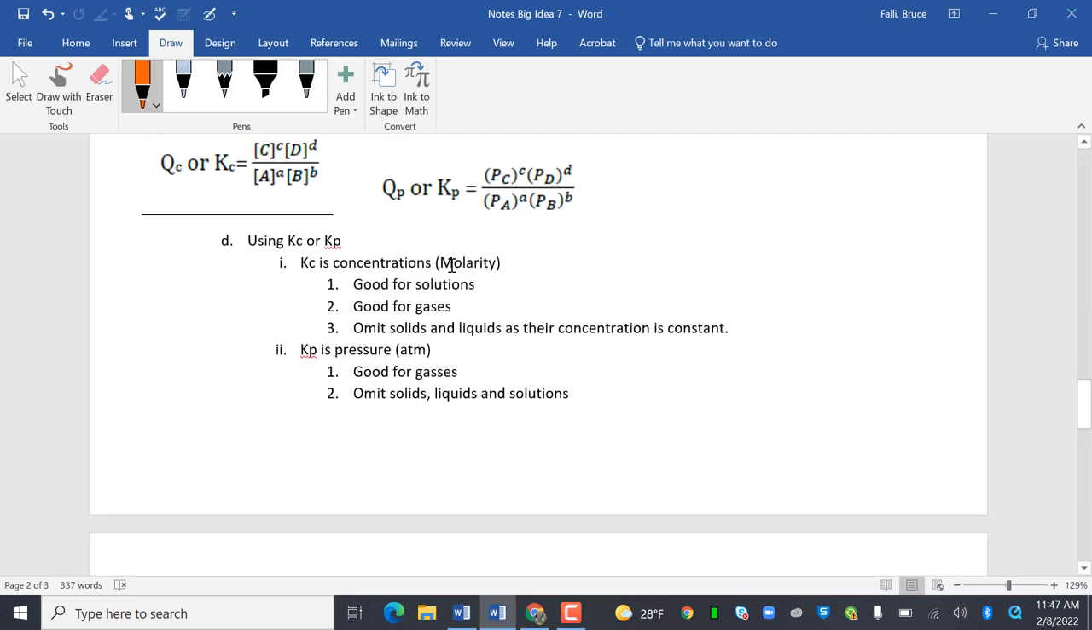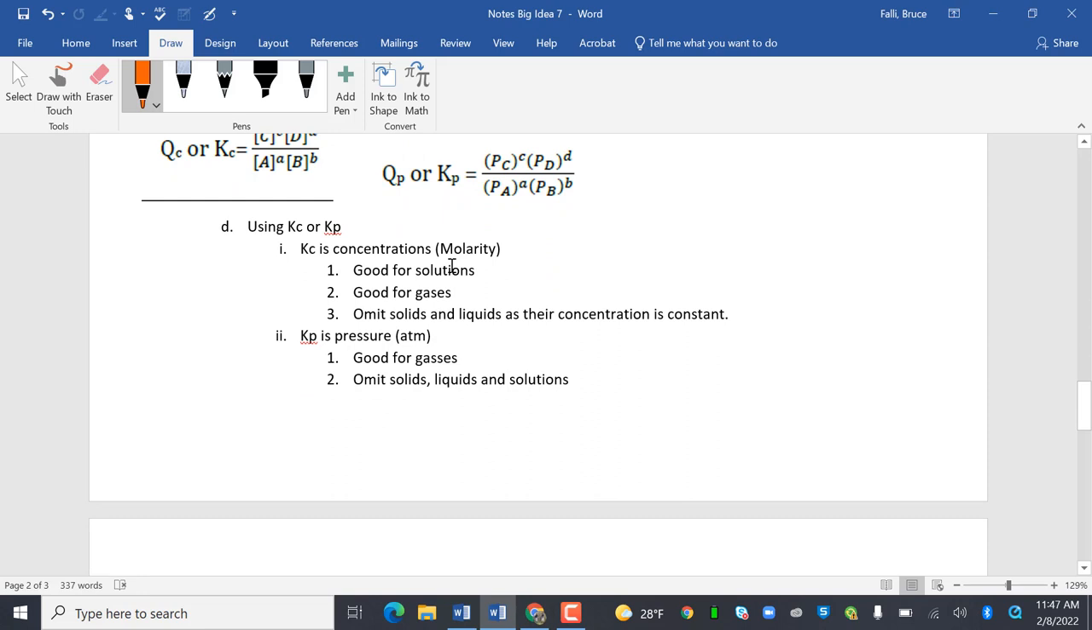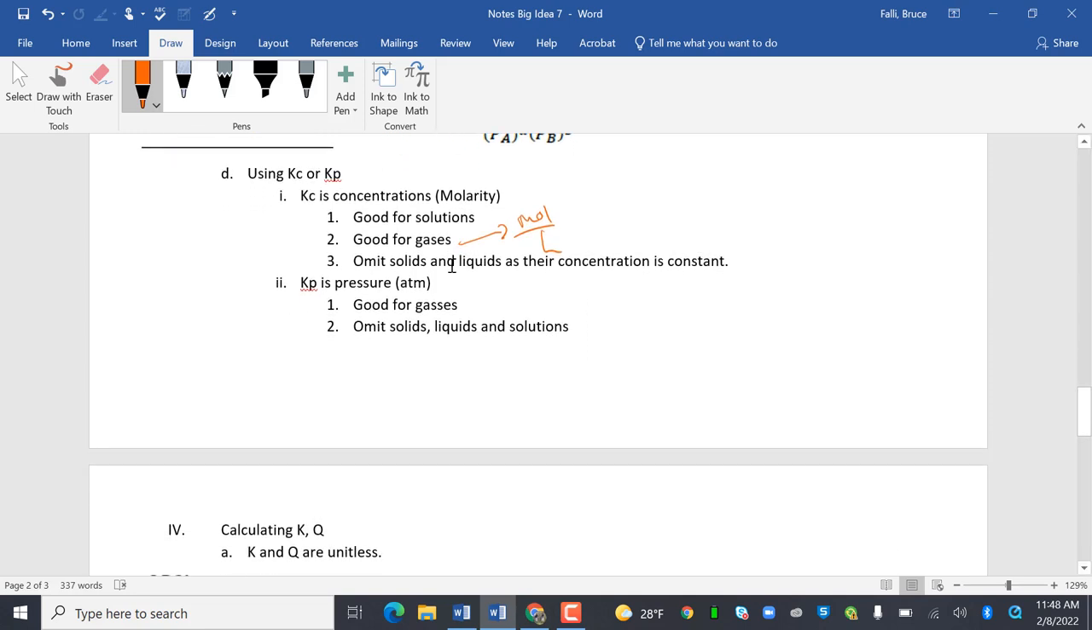All right. So using Kc, equilibrium for concentration, or Kp, equilibrium for pressure. Kc is concentrations, molarity. It's good for solutions, good for gases, because gases can have molarities, right? Because it's just moles over liters. That's why that still makes sense. We do omit solids and liquids as their concentration is constant. Kp is pressure in atmospheres. It's good for gases, but you leave out solids, liquids, and solutions because their pressure is constant.